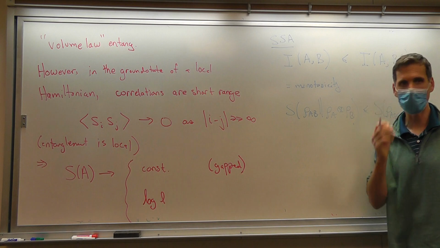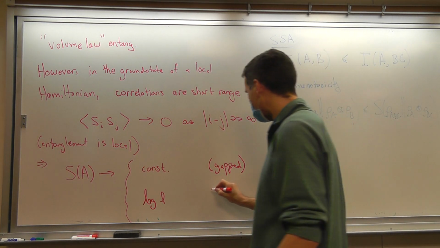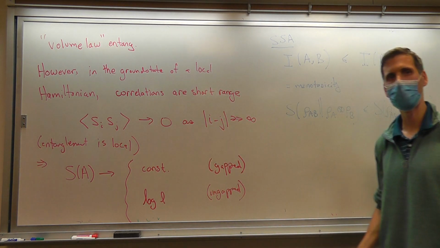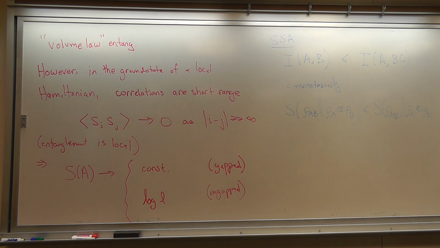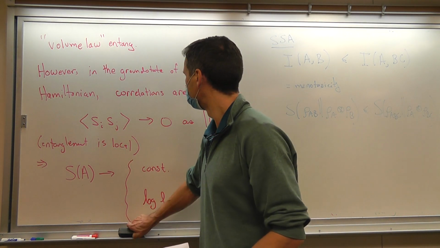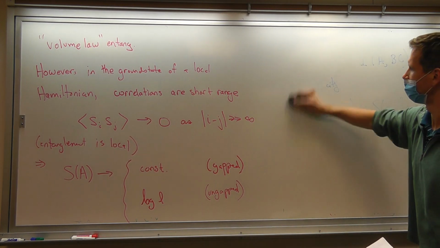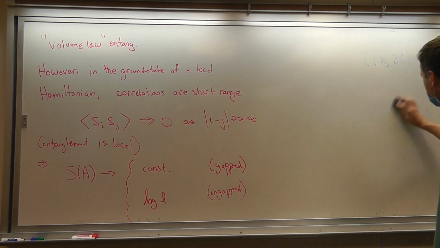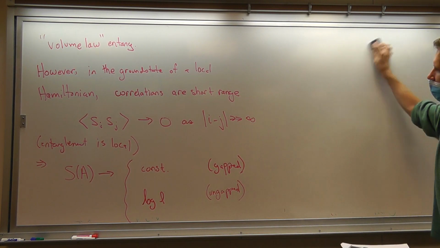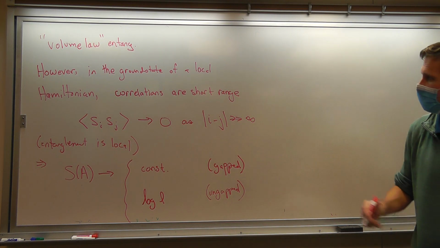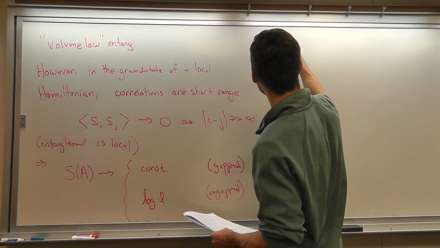where correlation functions die off exponentially. The log L is what you get in ungapped systems, massless systems, where the correlation functions die off as power laws. I believe in one dimension that this is a theorem. I didn't exactly state it precisely, but I believe it's a theorem that ground states of local Hamiltonians have this very special structure of the entanglement entropy. In higher dimensions, it's not a theorem, but it's still true.